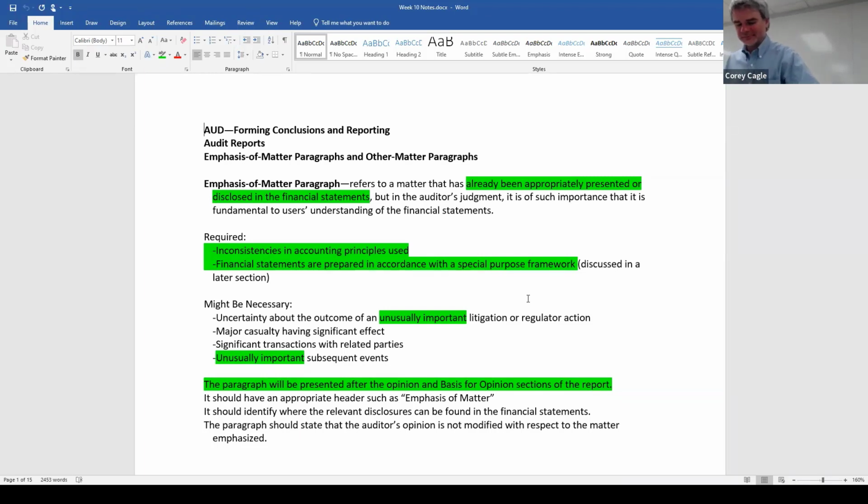And we'll get there in a second. But the deal with these two things is these things do not affect the auditor's opinion. Right? The opinion is what it is. This is information in addition to what's in the unmodified report that needs to be communicated for whatever reason.